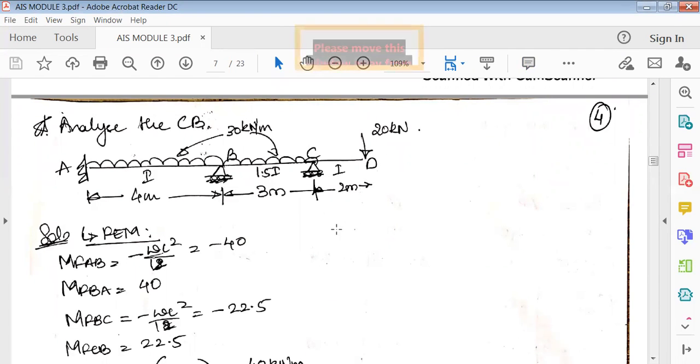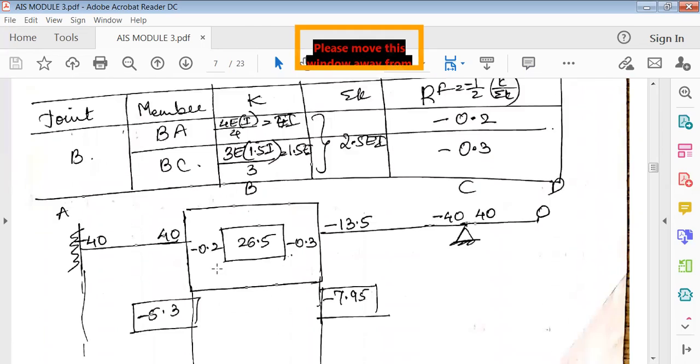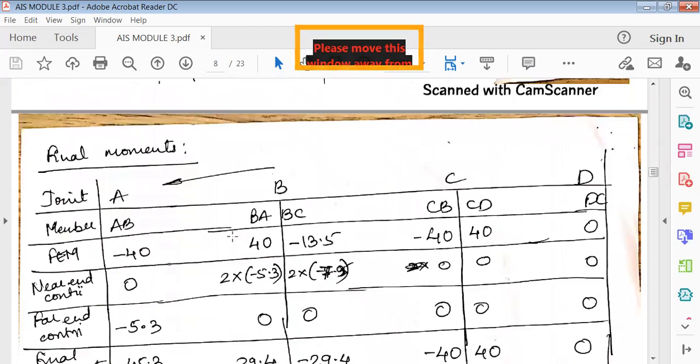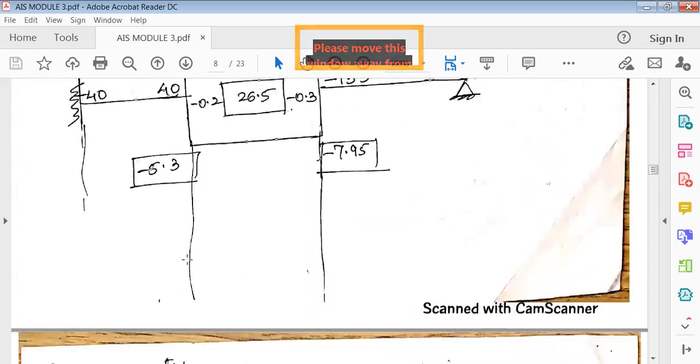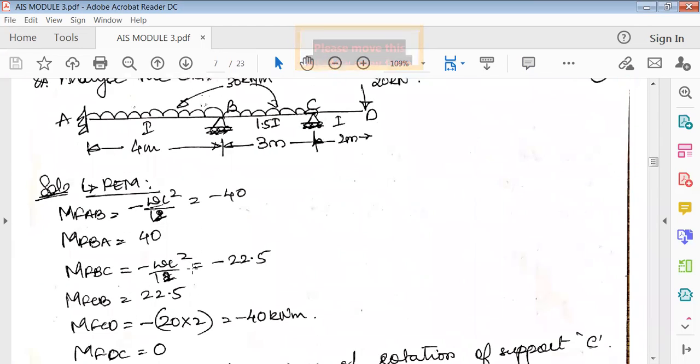So it's 20 kilonewton meter, and I is for AB and CD it is I, and for BC it is 1.5 times I. Okay, so again, same as the previous steps you have done. First is finding the fixed end moments, next finding the rotation factor, followed by rotation contribution, and then the final moments. So first is the fixed end moments.